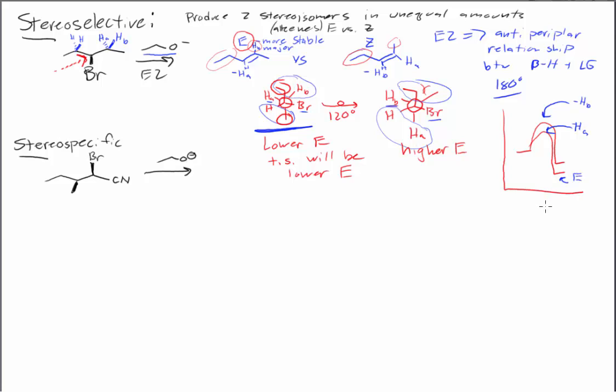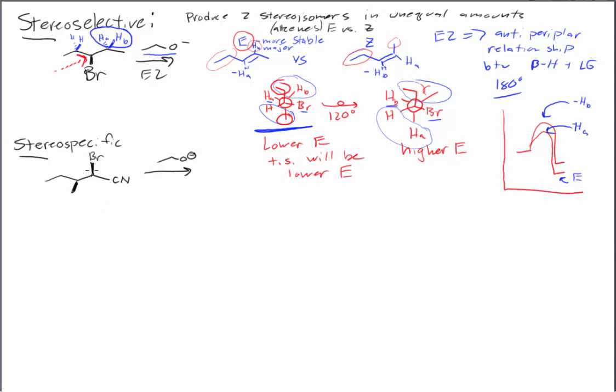So we get an unequal distribution, but we still can produce E and Z isomers because we have, in our original structure, two hydrogens to choose from on the beta carbon. So that's stereoselective. What about stereospecific?